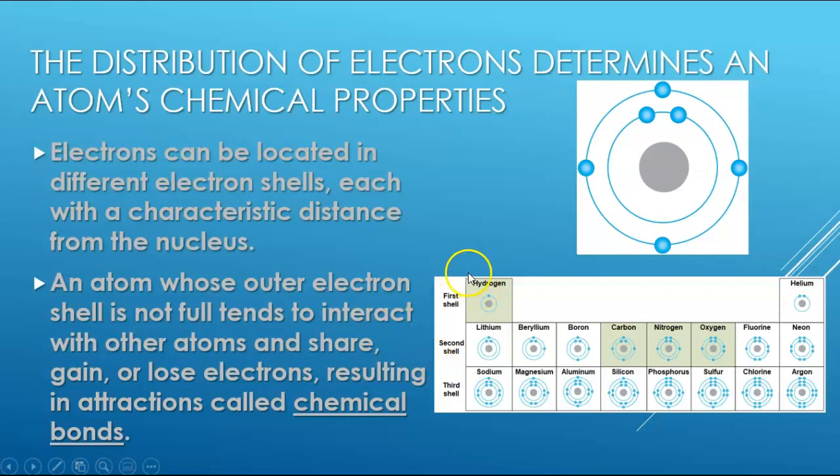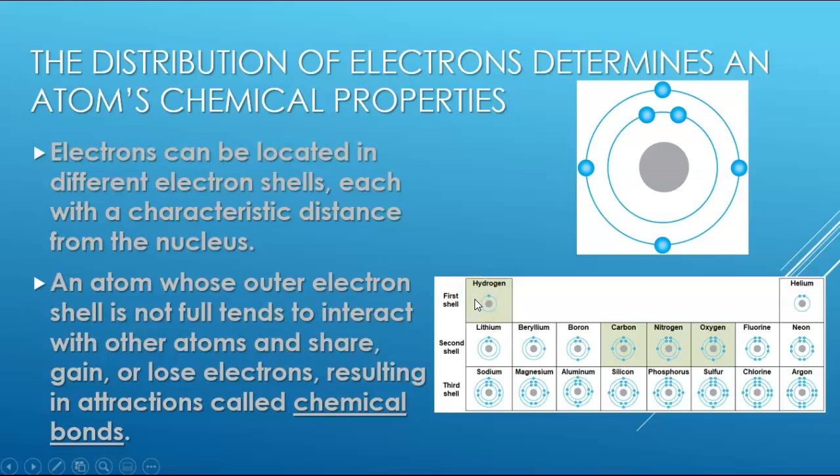Okay, and the period is going to tell us how many energy levels or how many electron shells each atom has within that period. So remember, the periods are the rows. And so elements on the first row, as you see here in the lower right-hand corner, have only one energy level, or one shell, okay? You can call them either thing.